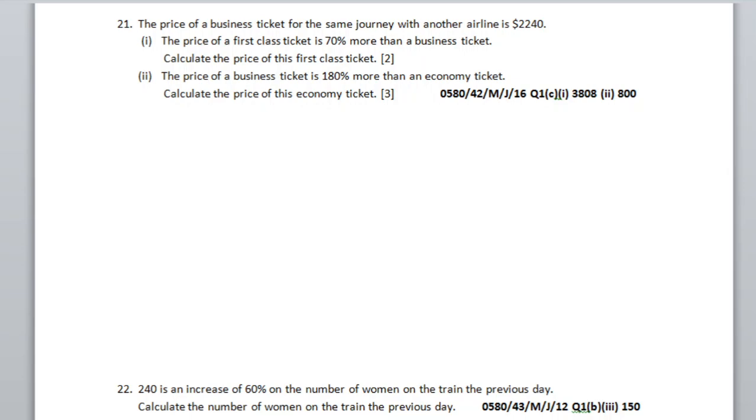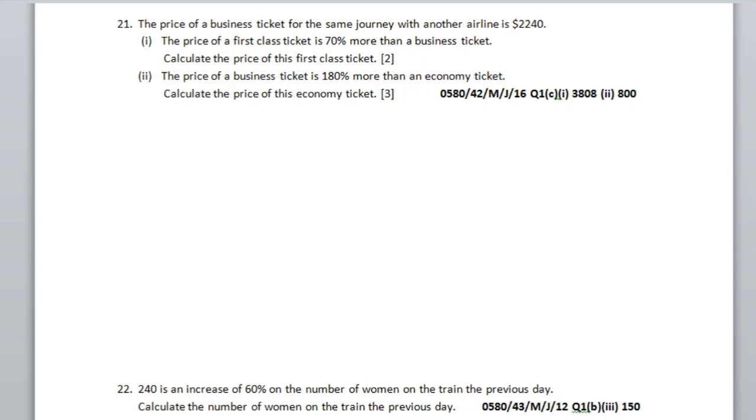Okay, we're on worksheet number 10. We're continuing the questions from question number 21. The price of a business ticket from the same journey with another airline is 2240. Let's just read it as the price of a business ticket on an airline is 2240. Part 1, the price of the first class ticket is 70% more than a business ticket. Calculate the price of the first class ticket.